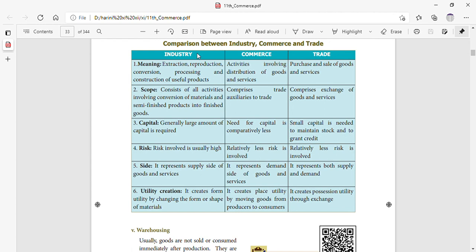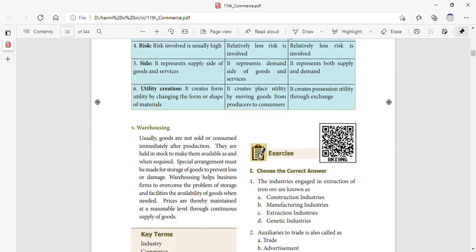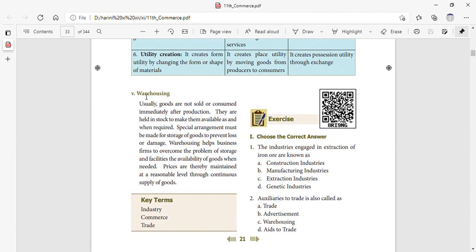So they have put industry, commerce and trade in as a differentiation here. Warehousing, what is warehousing? Warehousing is nothing but holding the stock for some period of time. For example, take a ration shop. All the ration goods that have to reach every house in that town are kept in the ration shop. As people keep coming to buy, they keep that product very carefully. The goods must be kept safely.